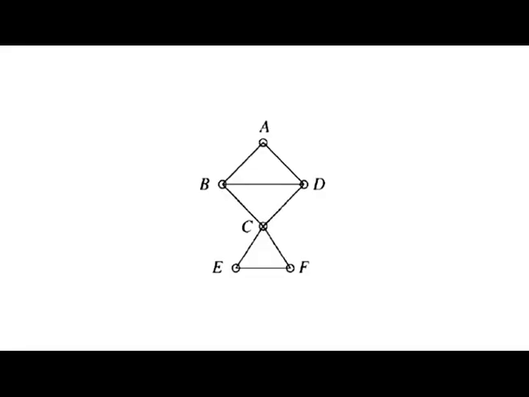For example, consider the graph. In this graph, the circuit A, B, C, E, F, C, D, A is not Eulerian because it does not contain the edge BD. Later we will show that this graph possesses no Eulerian circuit, so it is not an Eulerian graph. The next example will illustrate the difference between a circuit and an Eulerian circuit.